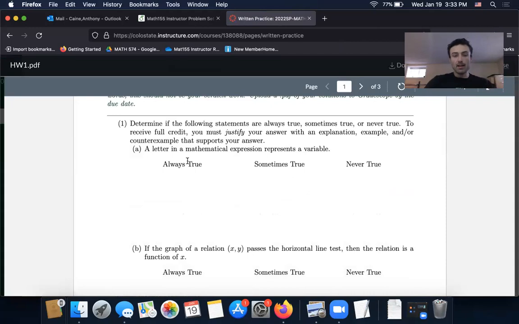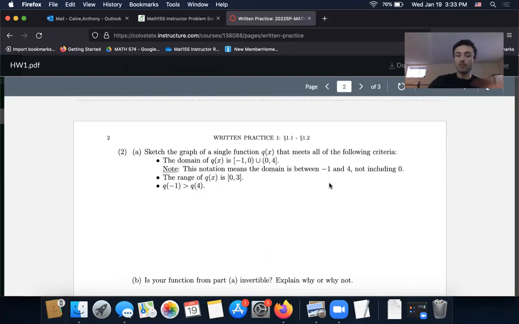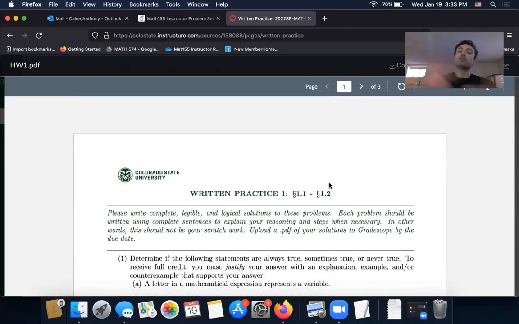Something to expect in this class are these types of questions that we see in 1A and 1B. A letter in a mathematical expression represents a variable. Is this always true, sometimes true, or never true? I'll be sure to do examples of this in the next video where I talk about functions, variables, parameters, and all those things, which is exactly what this written practice is going over. So if this all seems weird, watch the next video.